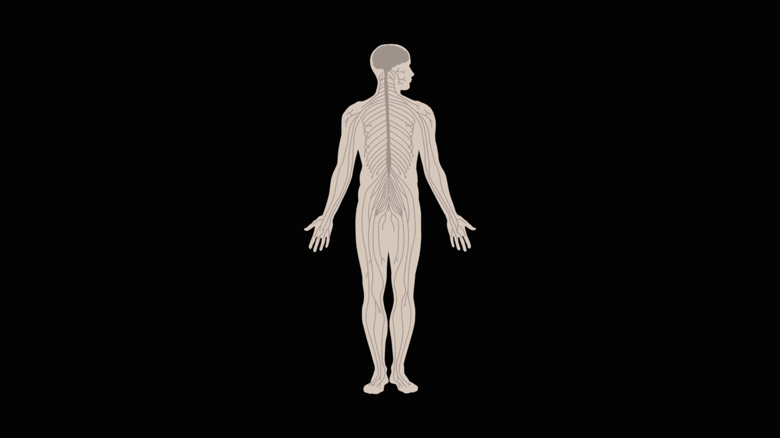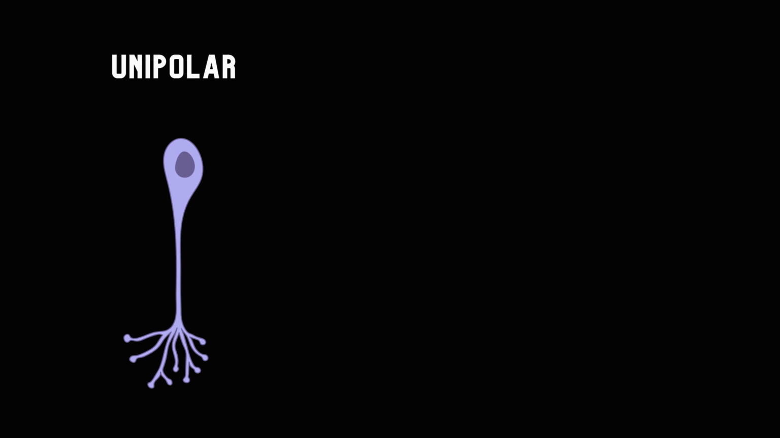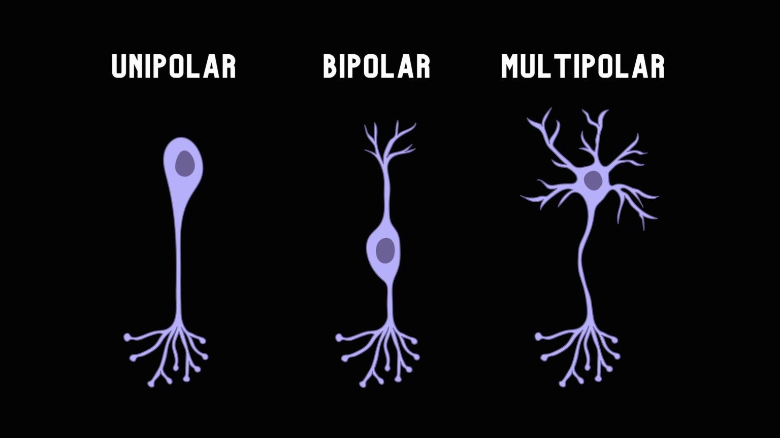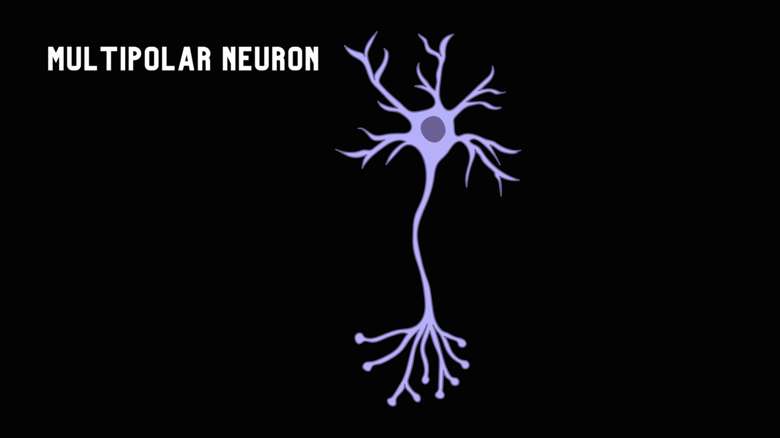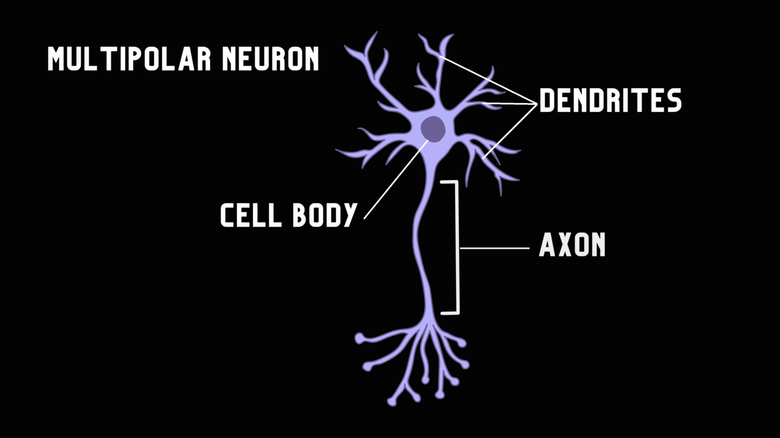Let's zoom in on some important structures of the nervous system. Three different types of neurons are present throughout the nervous system: unipolar, bipolar, and multipolar. Multipolar neurons, the most common kind, have multiple dendrites, one cell body, and one long axon.